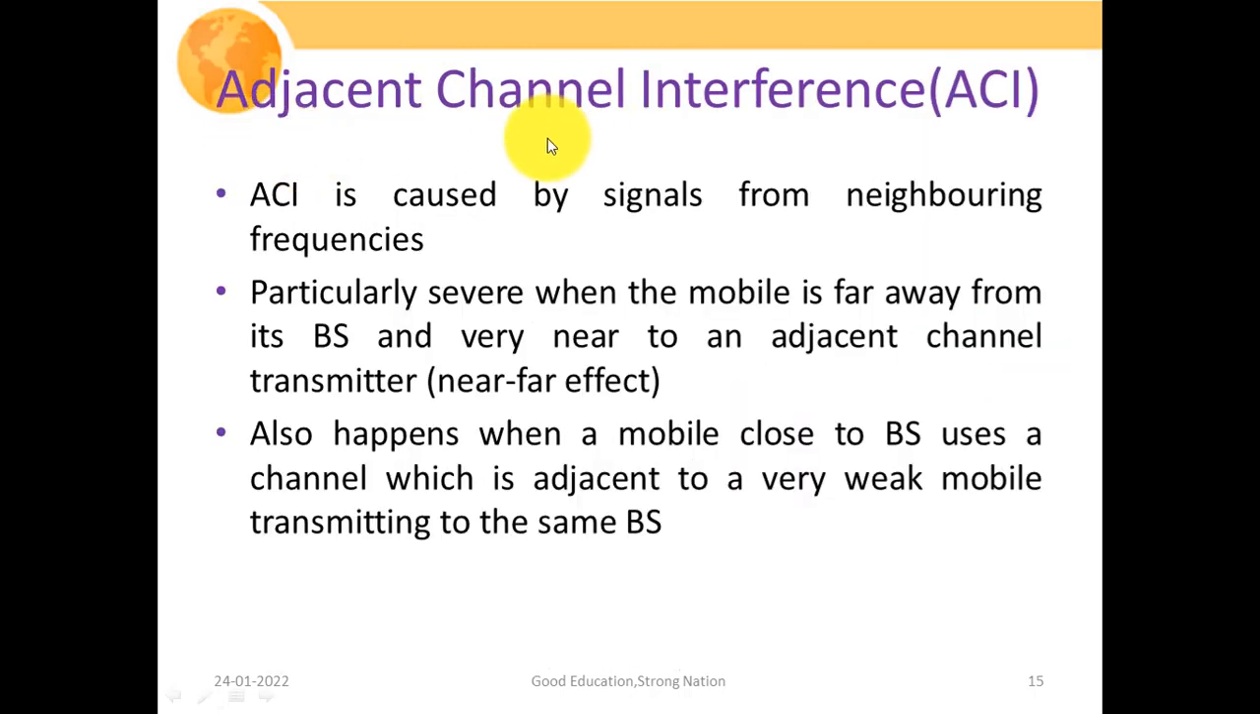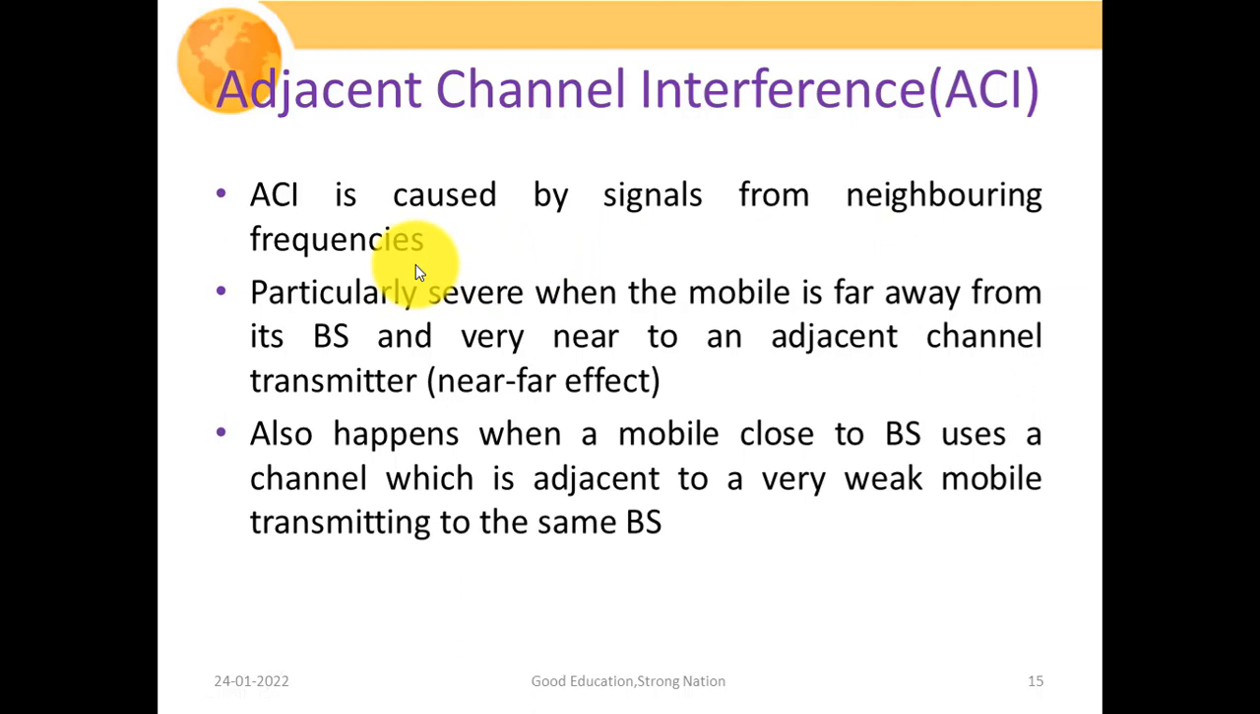So the second one is adjacent channel interference. Adjacent channel interference is basically caused by signals from neighboring frequencies. The important term here is neighboring frequencies. Generally we might have got the essence that co-channel interference happens due to co-channel cells and adjacent channel interference happens among neighboring cells, but this is not the case. The important point is that this is caused by signals from neighboring or adjacent frequencies.